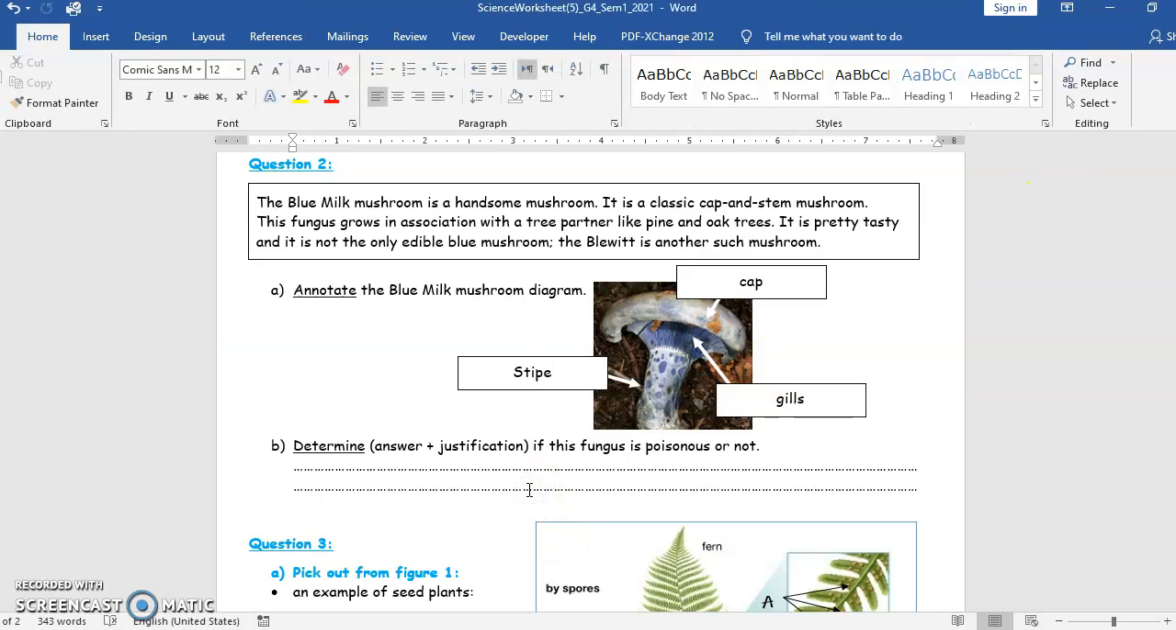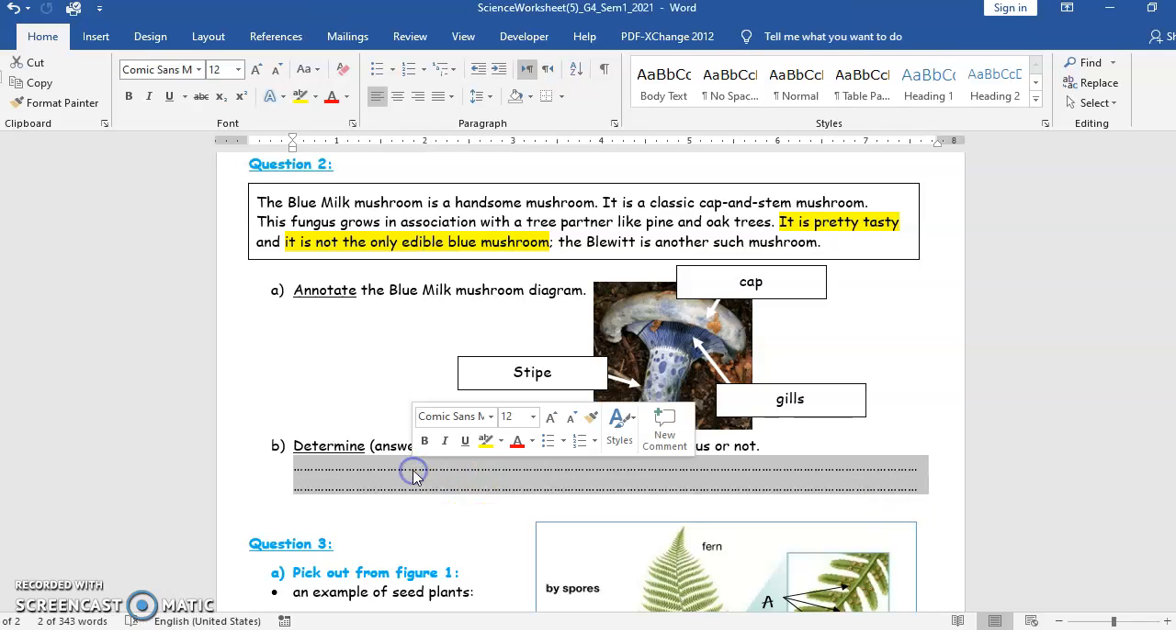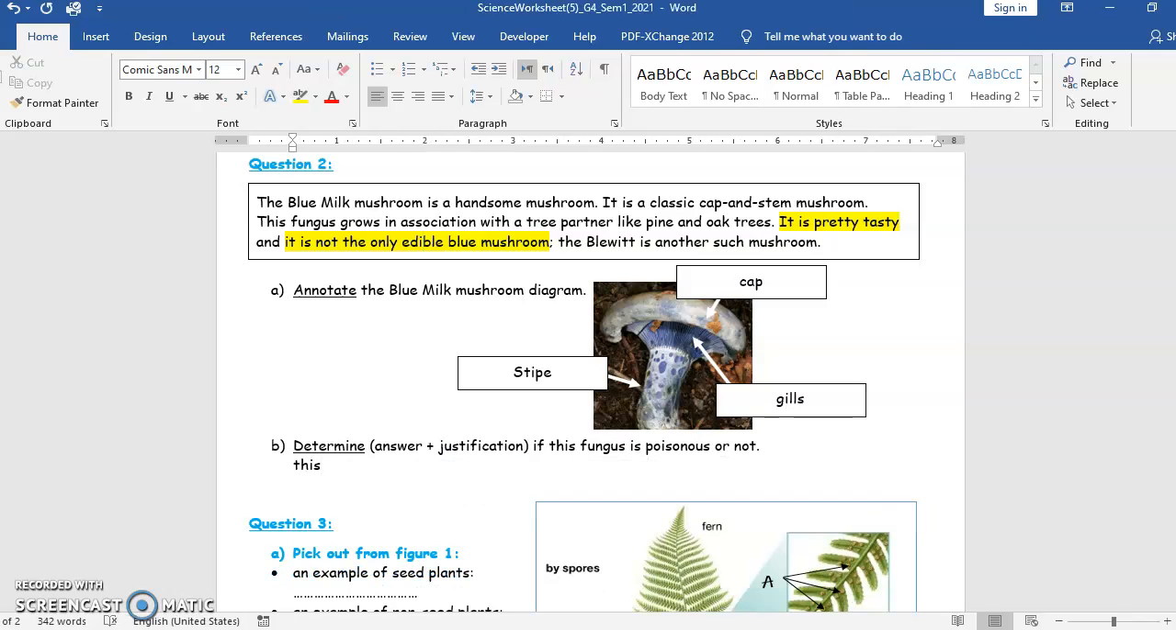So what do you think? Is the blue milk mushroom an edible mushroom or a poisonous mushroom? What did they say in the text? They said it's pretty tasty and it's not the only edible blue mushroom. This means that it is edible, but we have other edible blue mushrooms. So we have to tell why.